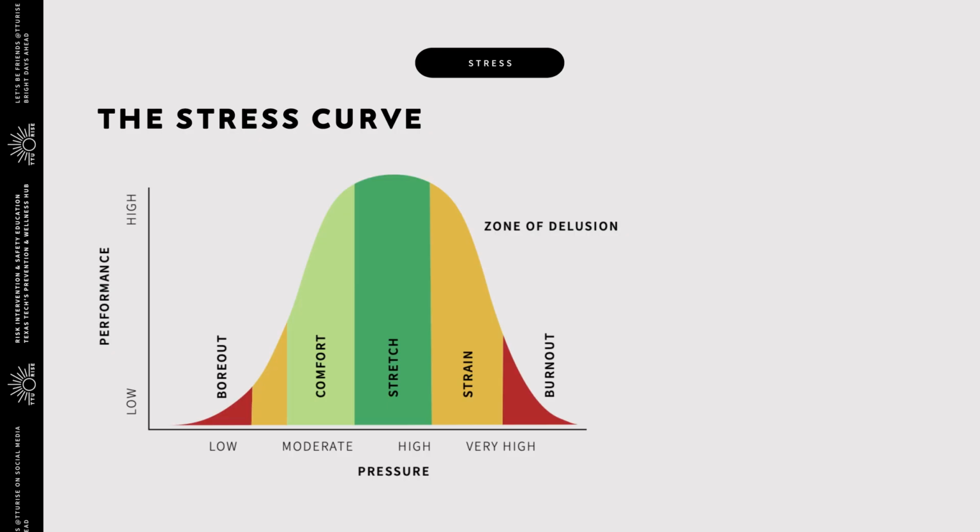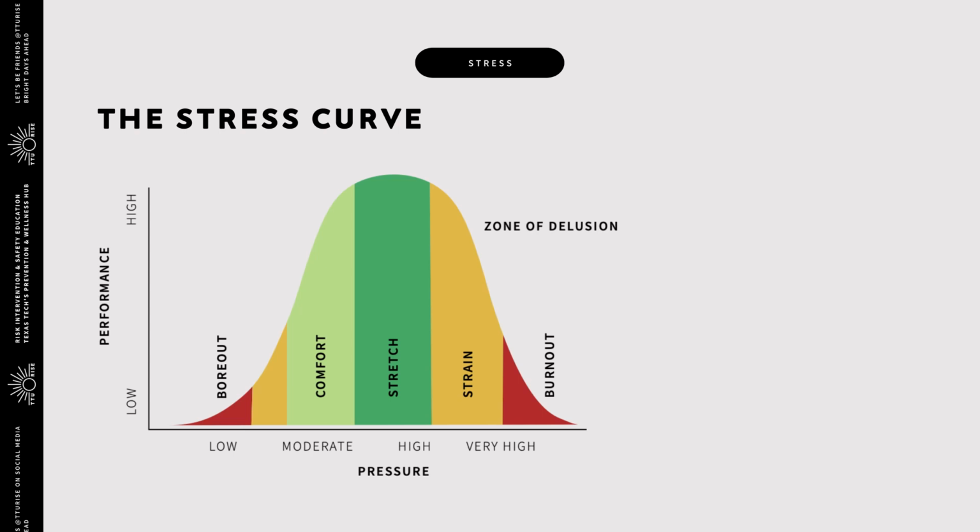Now that we've introduced you to a little bit about what stress might look like for you, your org members, or the TTU student population as a whole, let's talk about the stress curve. So what this looks like is you've got your y-axis and your x-axis, and essentially this measures and helps create a visual for you to understand where you're at in this stress curve. So we've got performance versus pressure.